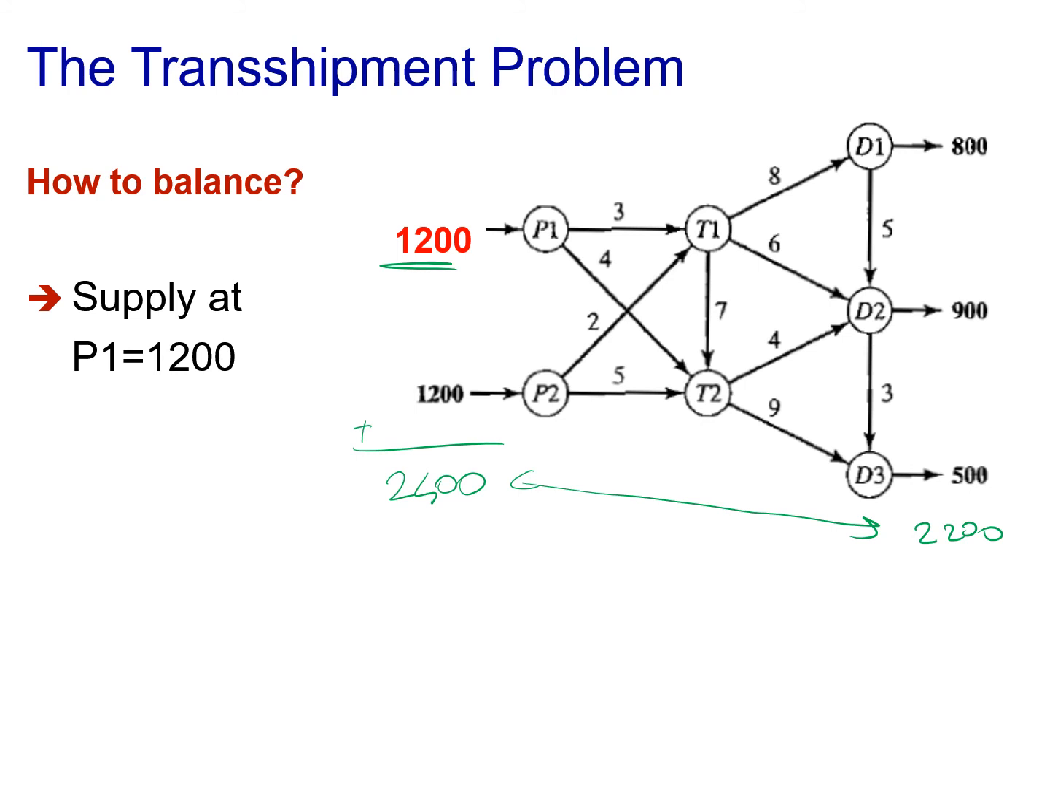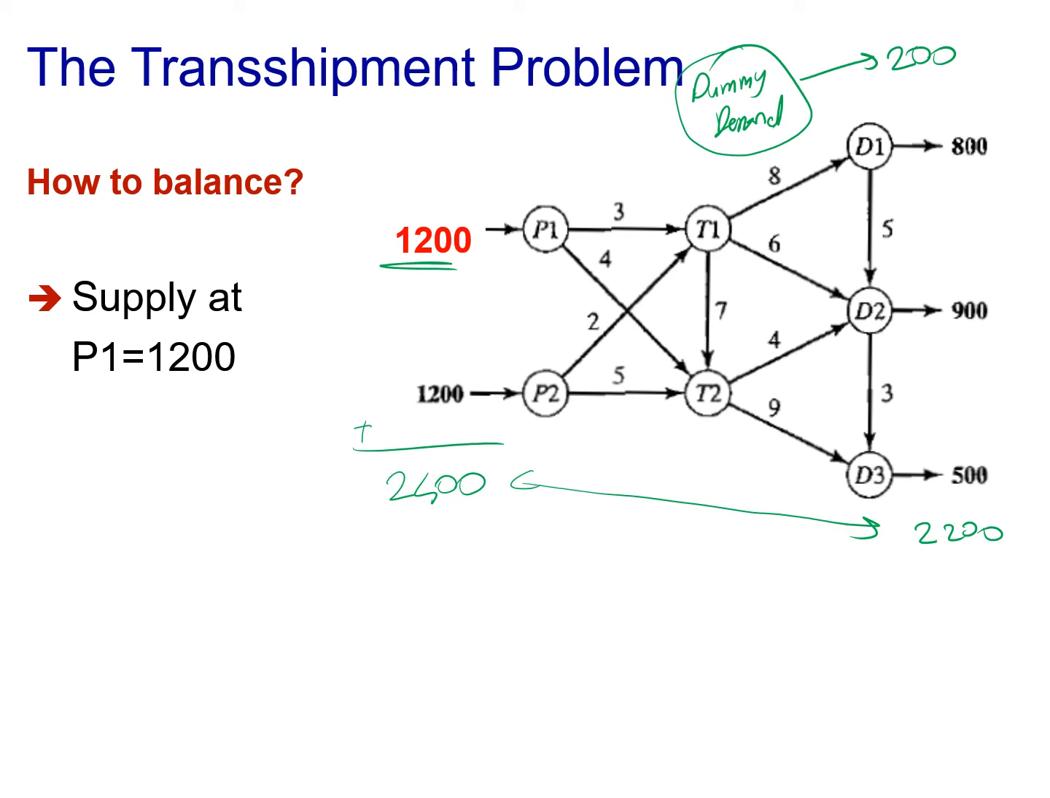Similar to the regular transportation problem, we need to include a dummy demand point. This time, dummy demand. And what is the demand value of this one? It is equal to the difference, which is 200. And now which one should I connect to this dummy demand point? T1, D1, which one? I need to connect any node with a supply to this dummy demand point.